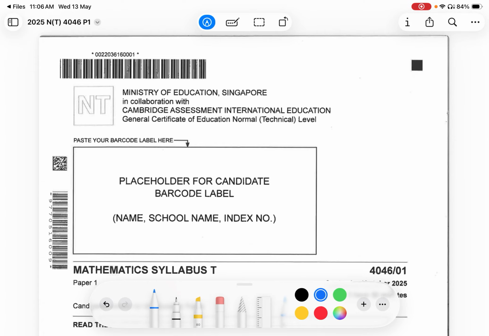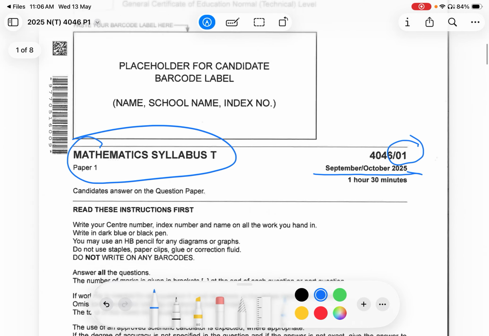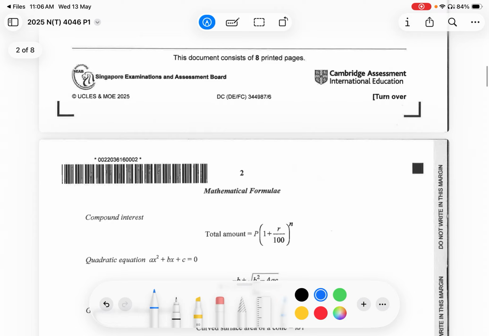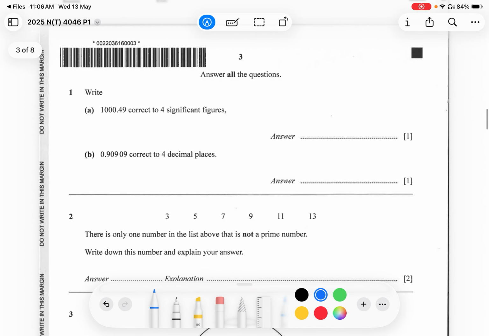Okay, let's go through the 2025 paper one for the G1 paper. So this is a formula list.